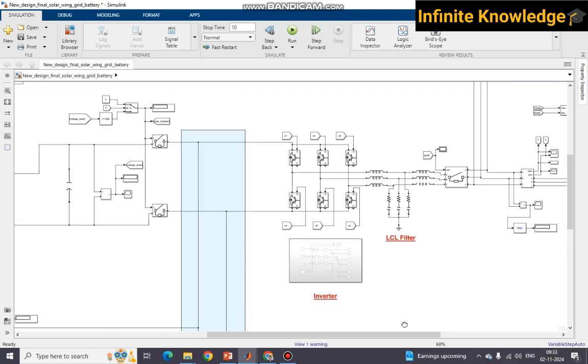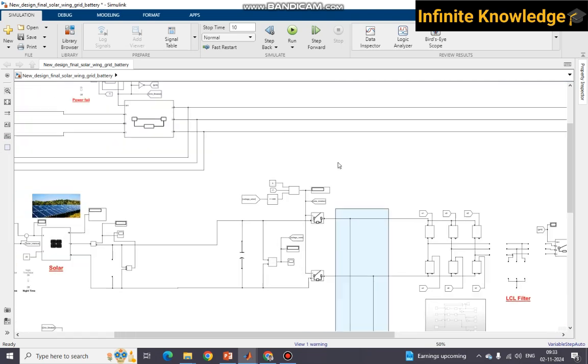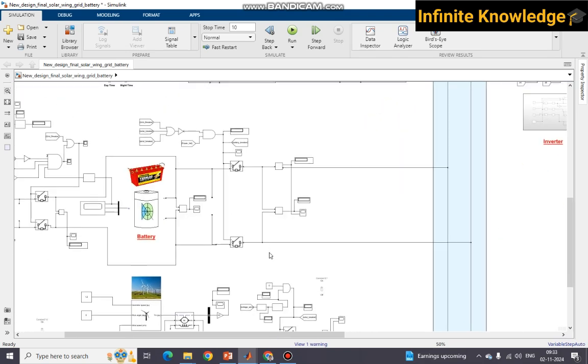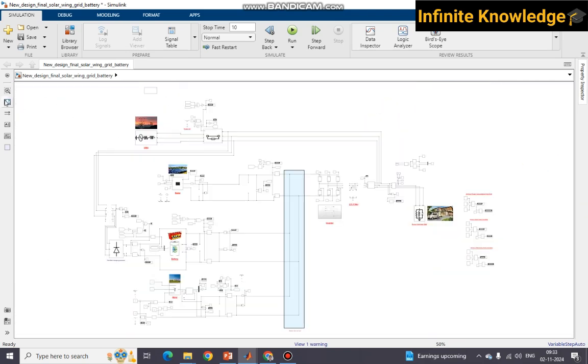Yes, obviously there is an advantage and disadvantage of each and every simulation, but this is a more accurate and more stable simulation as compared to the previous one.